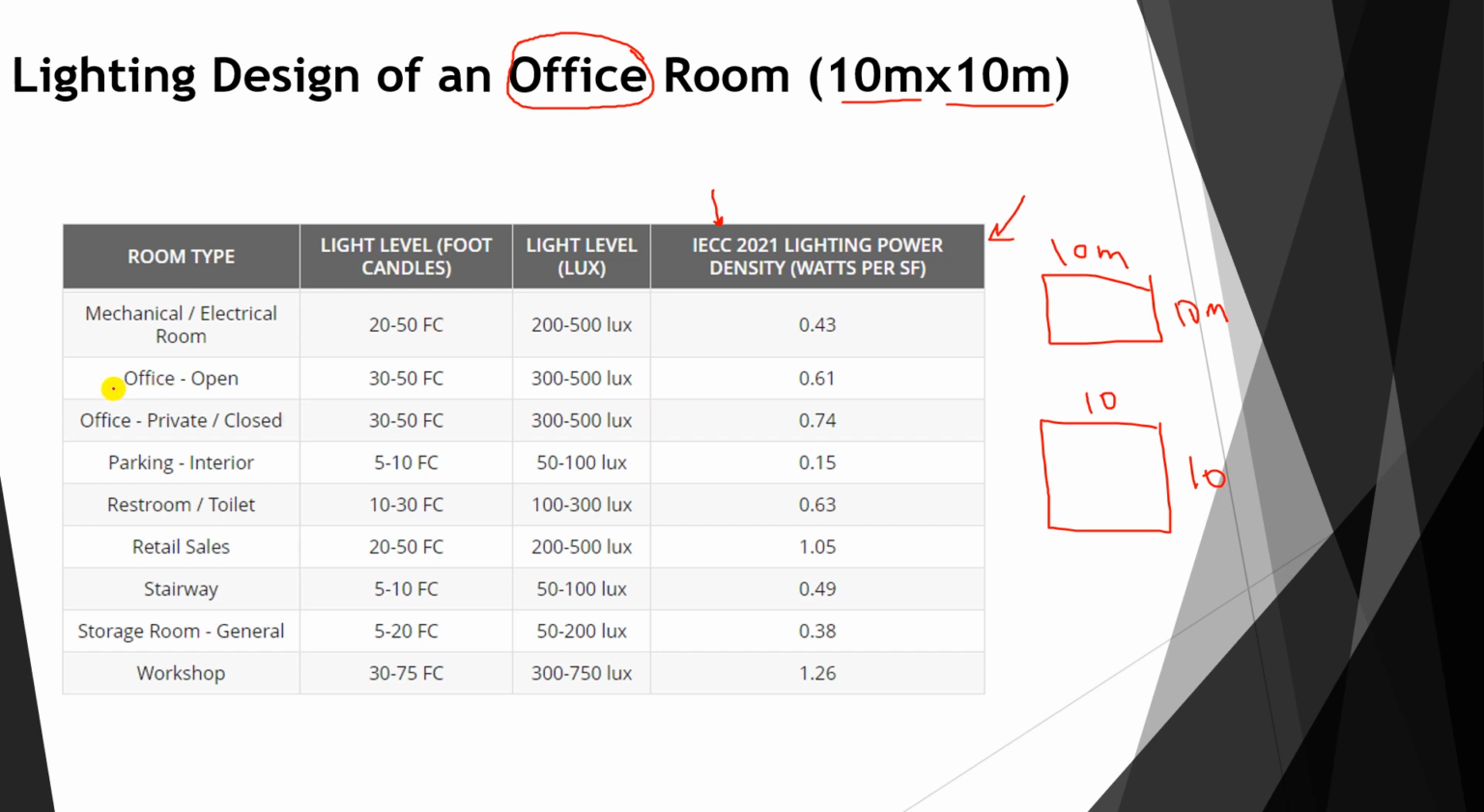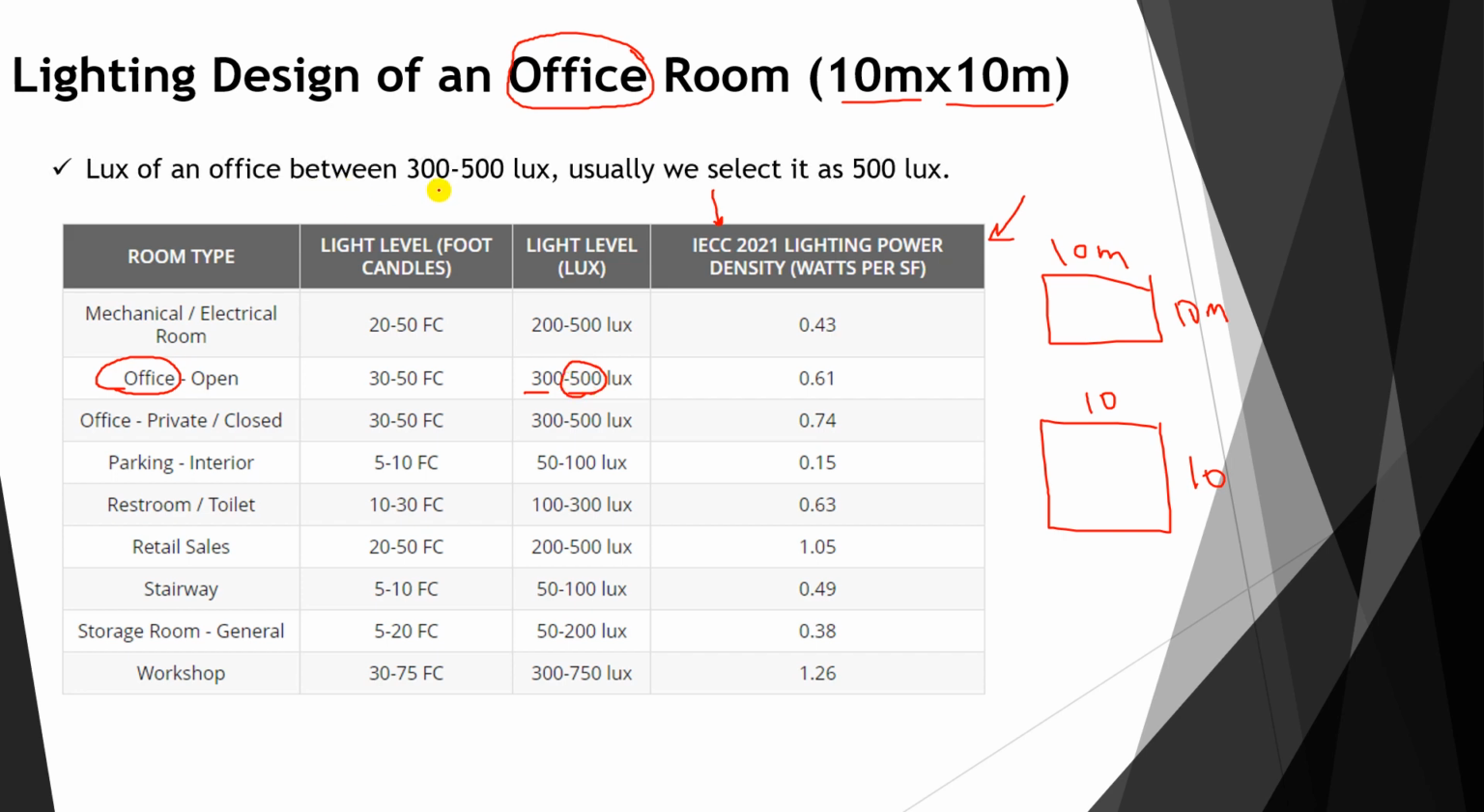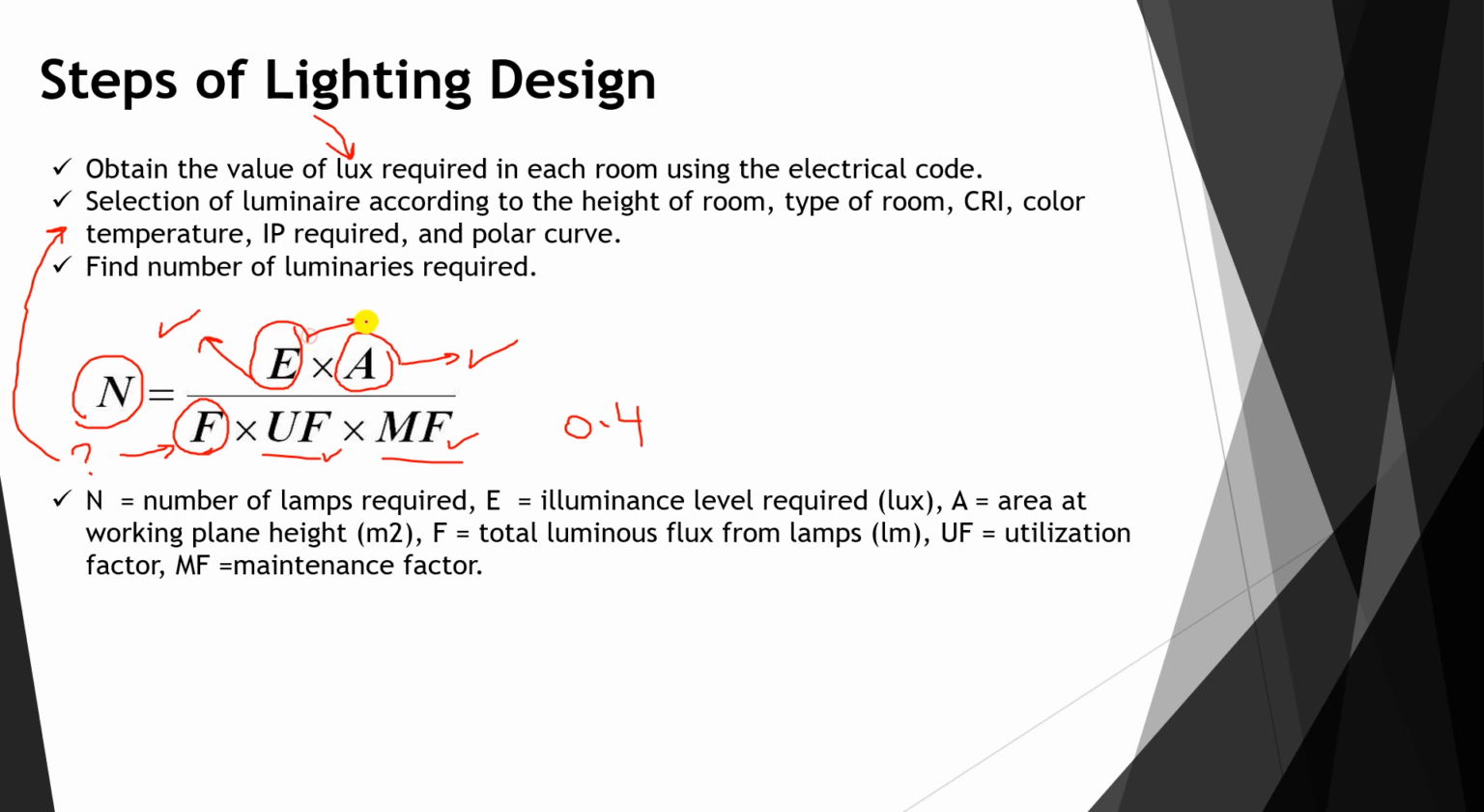Anyway, for example, in an office, we need a lux between 300 and 500. Usually the lux in an office is taken as the higher value, which is 500. So E here is selected as 500. That is the first step. And the area is 10 multiplied by 10, which is 100 meter square, right? Utilization factor multiplied by maintenance factor is 0.4.